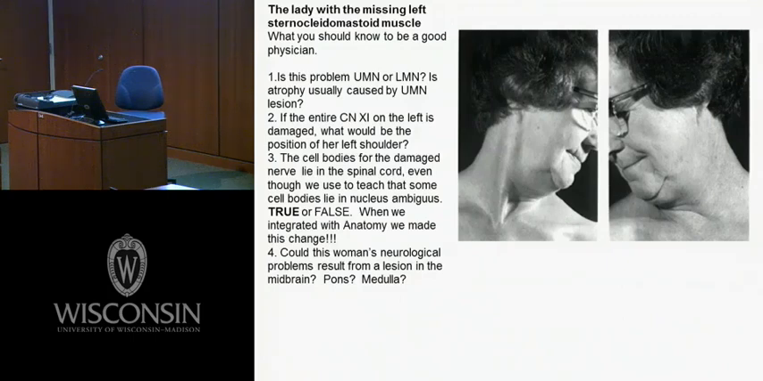Oh, now we got the lady with the missing left sternocleidomastoid. Well, this should cause your memory systems to be jolted about a cranial nerve that innervates the sternocleidomastoid and the trapezius. Sternocleidomastoid and trapezius. And we're talking about the accessory or spinal accessory nerve.